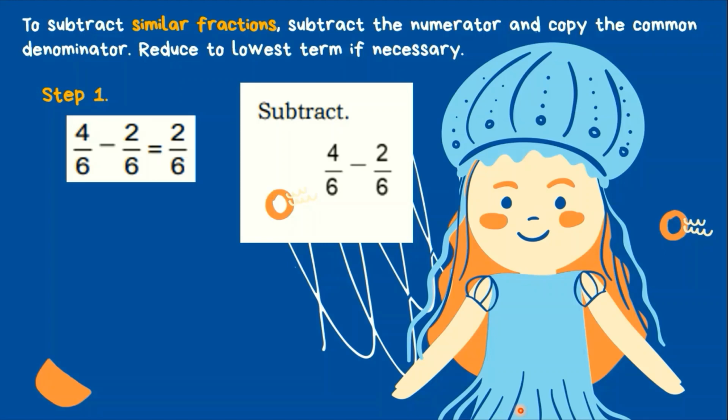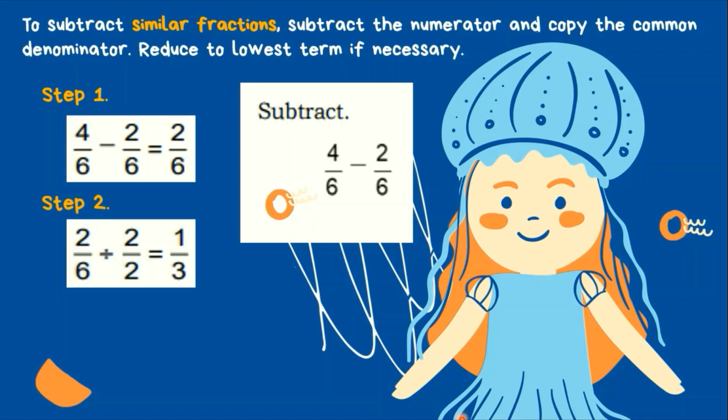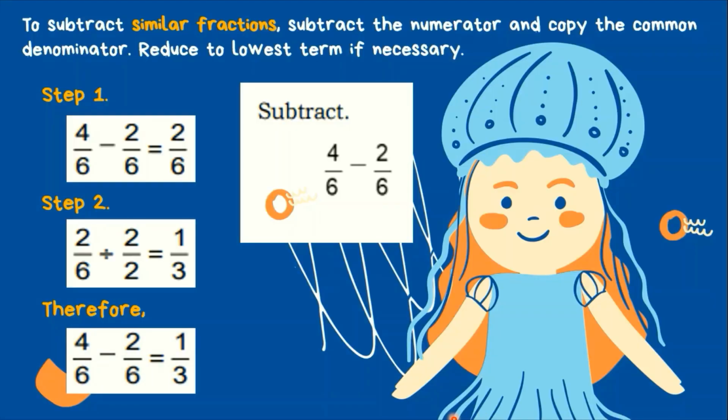Kailangan lamang nating hanapin yung GCF ng 2 at 6, which is 2. 2/6 is divided to 2/2. Ito yung kanilang GCF. 2 divided by 2 ay 1 and 6 divided by 2 is 3. 1/3, wala nang mas maliit pa dyan. Siya na yung kanyang lowest term. Therefore, 4/6 minus 2/6 is equal to 1/3.